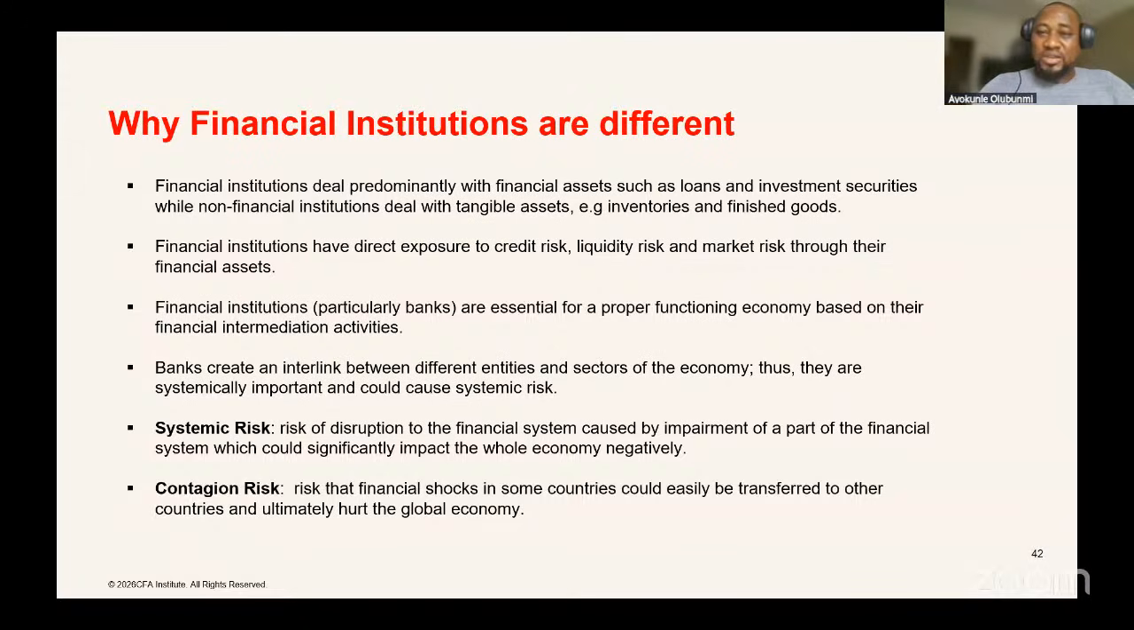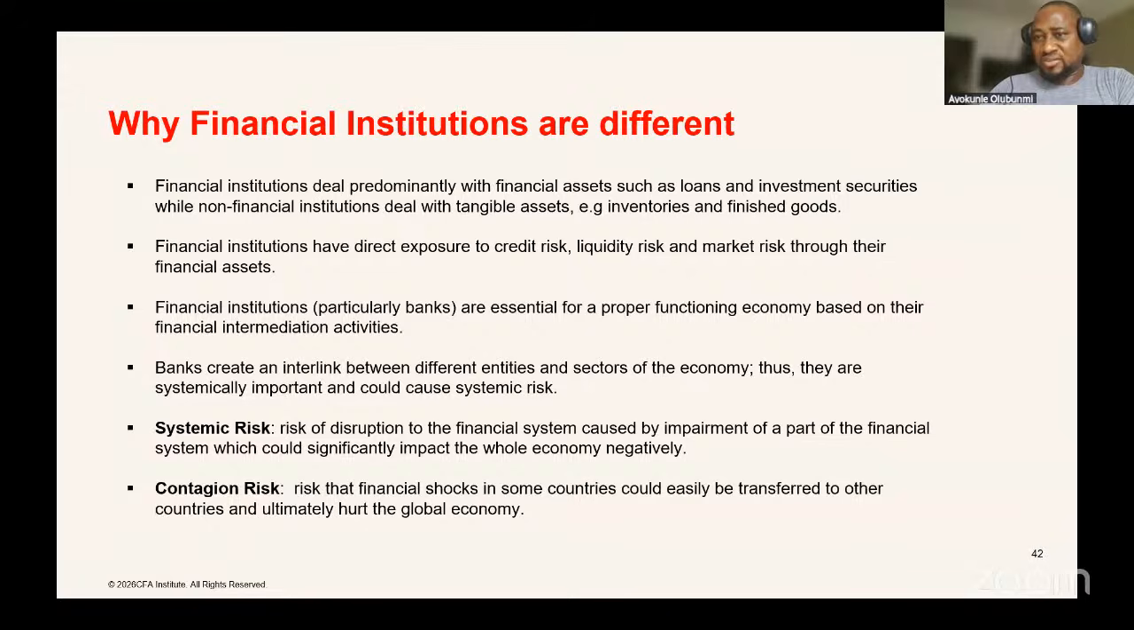Then financial institutions, particularly banks, are essential. What they do is financial intermediation, and they are essential for a properly functioning economy. They are also ingrained into most economies, such that they create what we call systemic risk and contagion risk. So the question is, what is systemic risk? It's simply the risk that the whole financial system will be impaired, will be in trouble, because of trouble in a particular section or one or two institutions.